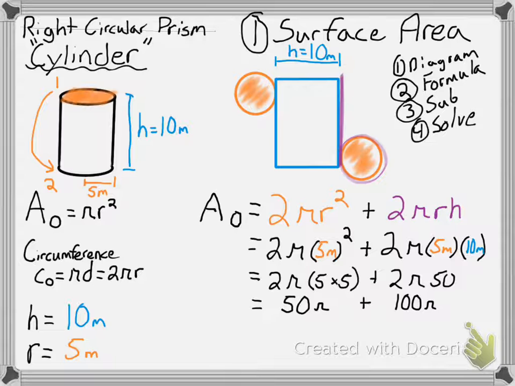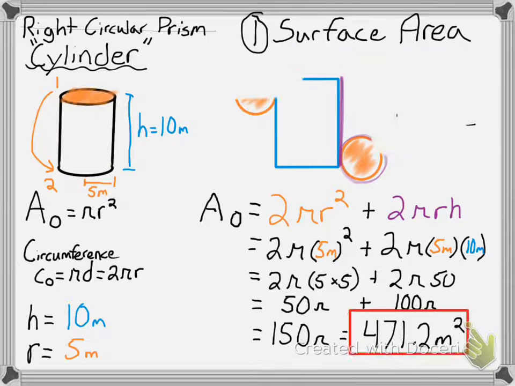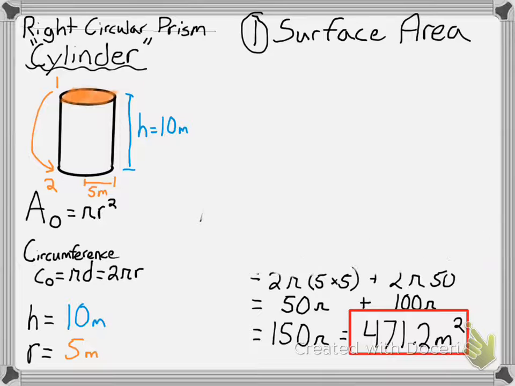And you'll notice I left my pi. I have not substituted in for that. On the other side, we had 5 times 10, which gave us 50. Times 2 is 100. So I have 50 pi and 100 pi. These are like terms, so I can add them together. This will eliminate my rounding error later on in the question. So I have 150 pi. Now I can multiply in using my calculator, and I end up with 471.2 meters squared.